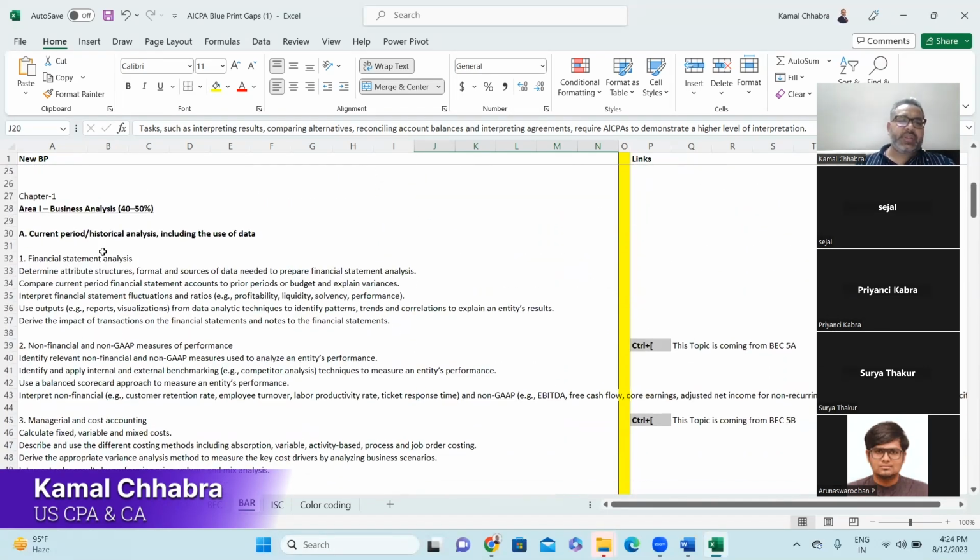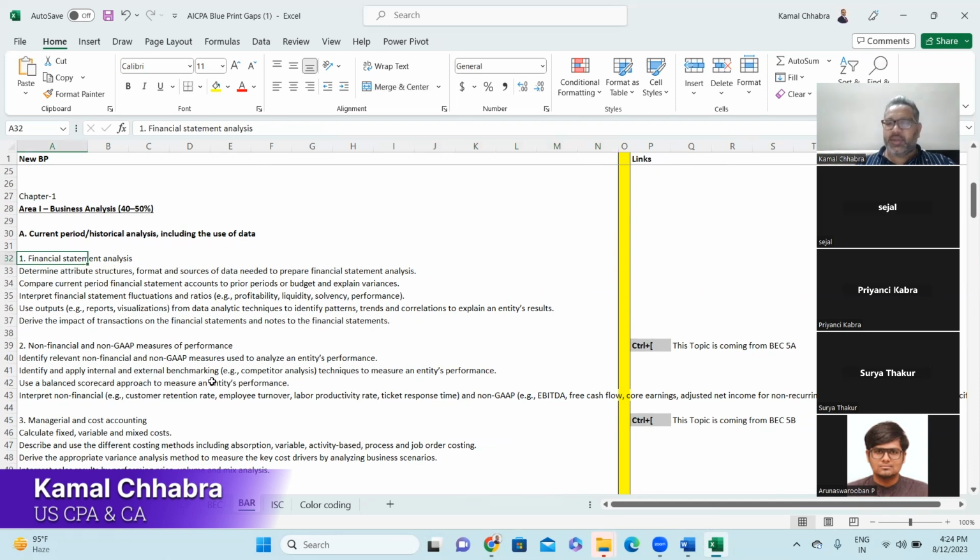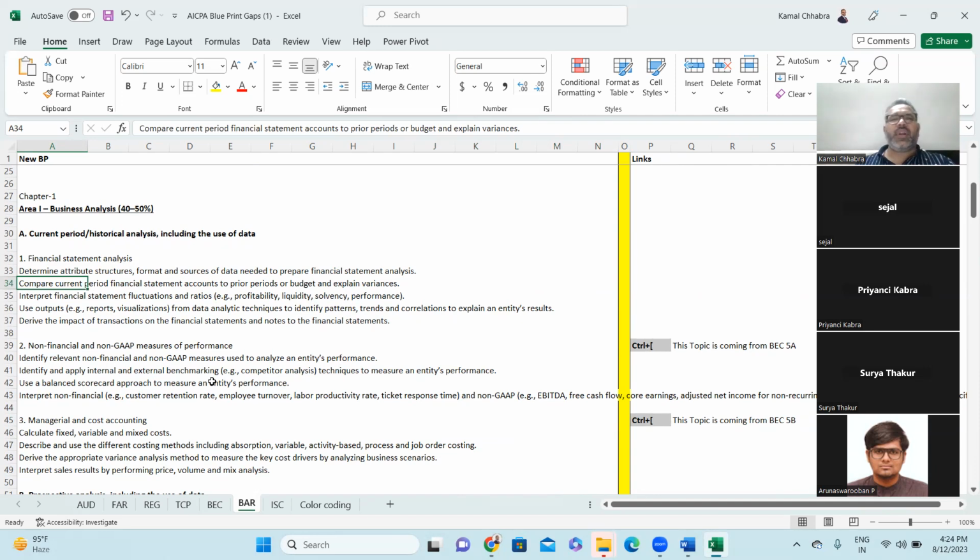If you see business analysis, this topic more or less comes from the earlier BEC examination, which includes financial statement analysis. In financial statement analysis, there are certain facts. What is financial statement analysis? By any chance, do you have an idea? Anyone would like to share anything? What do you understand by financial statement analysis?